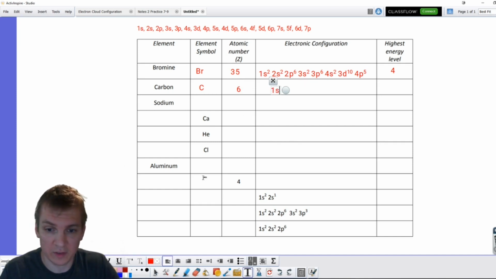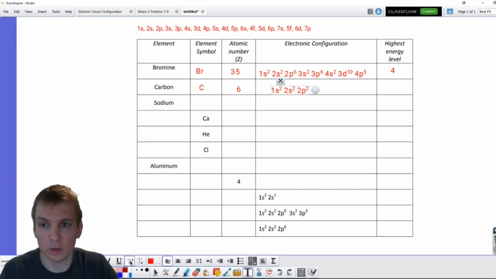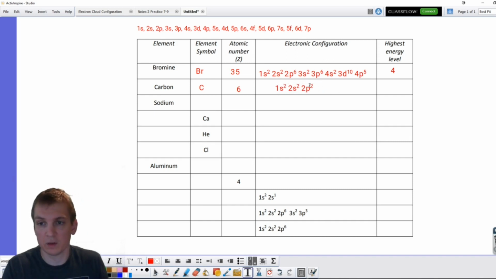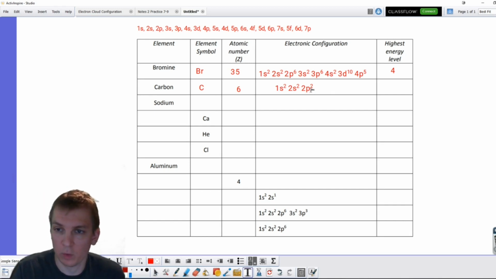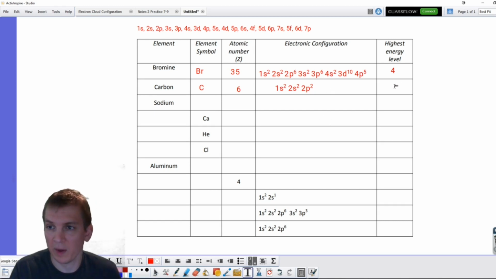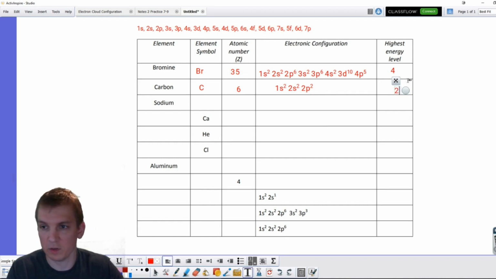So 1s, there go 2 electrons right there, and then 2s, 2 again, so there's 4, and then 2p, 2. Okay, I'm not going to put in 2p6 because I don't have the whole 6. I don't have all of the electrons to put in there. So I only have 2, 4, 6 electrons, and only 2 go in that last orbital. My highest energy level is going to be energy level 2, because that's the highest, the big number in front.